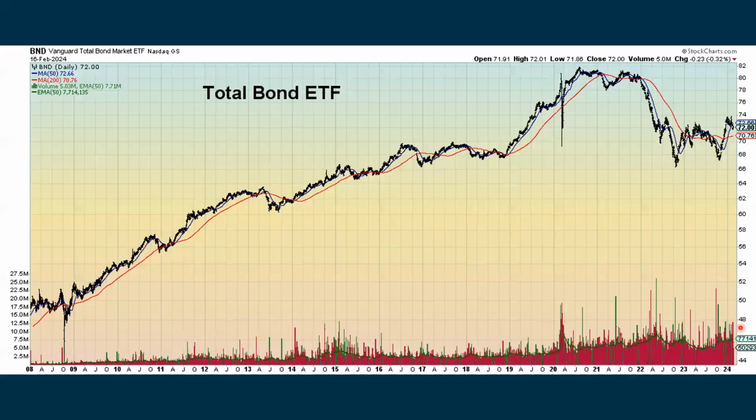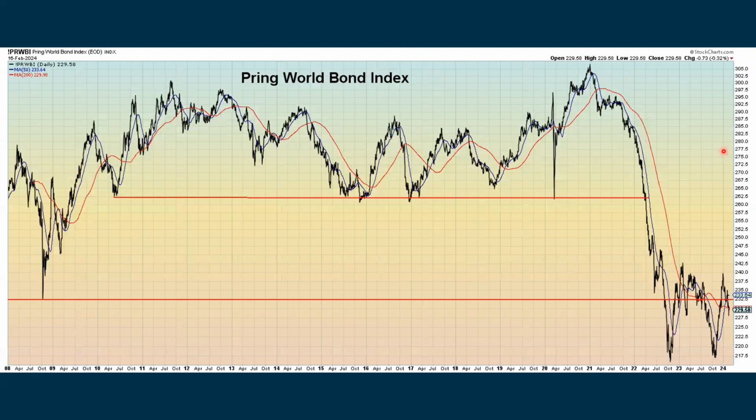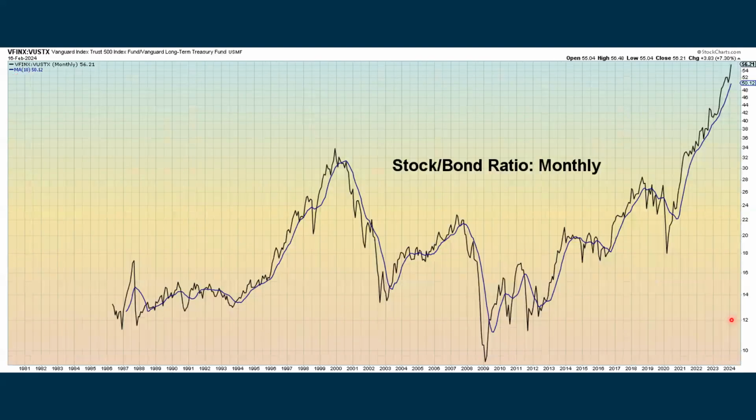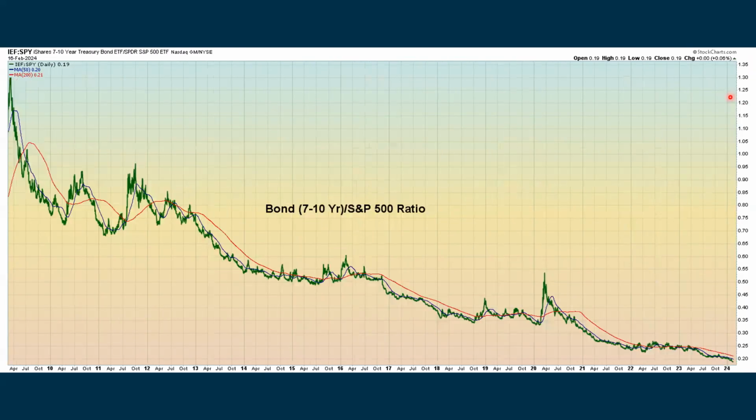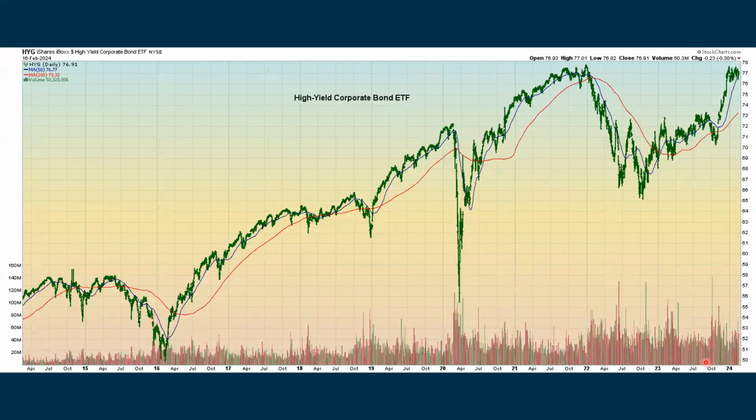And we keep an eye on bonds, where we've been pulling back a bit lately based on price, but we're still in a longer-term uptrend. The World Bond Index also pulling back, but still in an uptrend. Stocks continue to outperform bonds. When we look at a monthly chart, this is a daily chart showing how bonds are underperforming stocks. So we have a longer-term chart and a shorter-term chart, which are confirming each other.